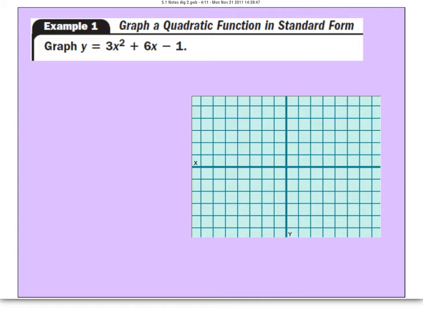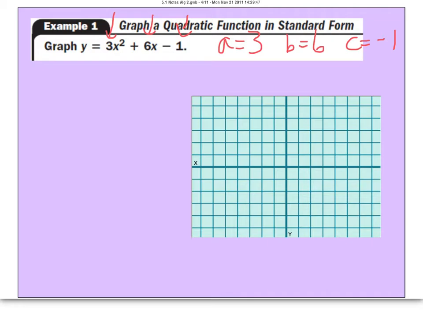Okay, here is our quadratic function. By the way, let's just recall for a second a, b, and c. A is always with the x squared, so it's the coefficient there, it's 3. B is always with the x, which is 6. C is the constant, or the number by itself, which is negative 1. Okay, I like to write those down on the side.